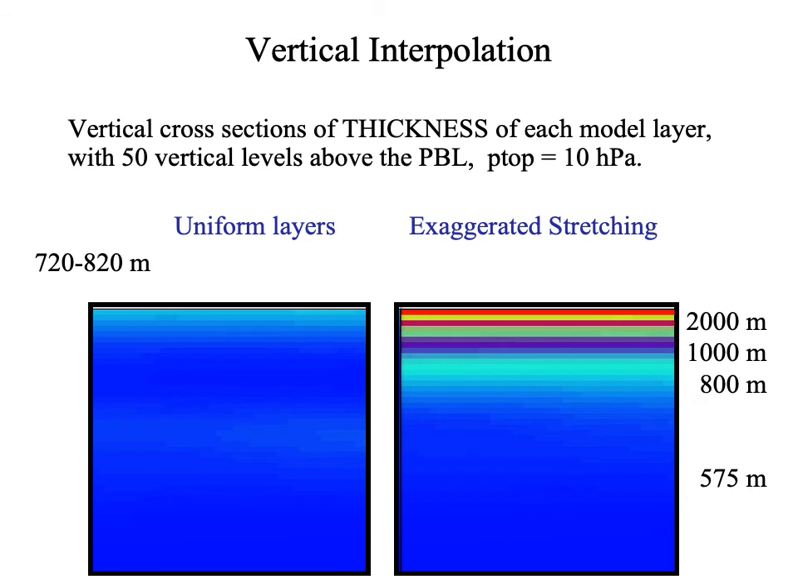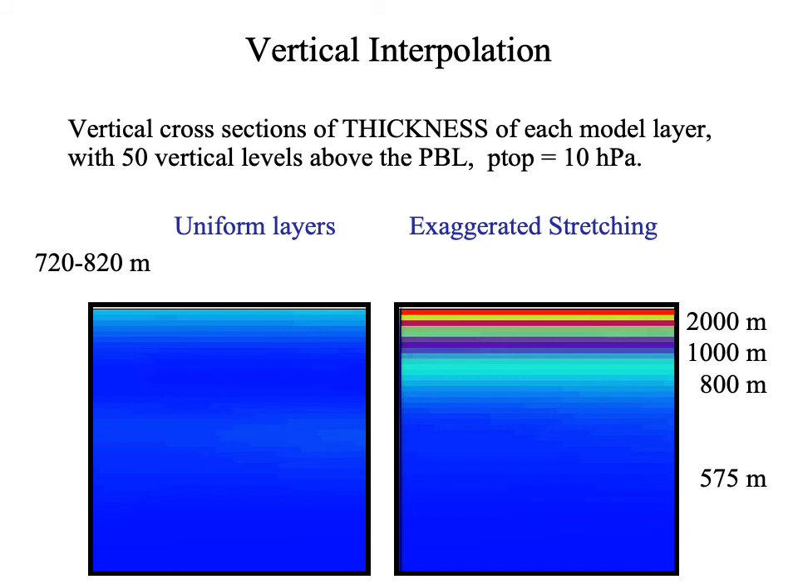On the right-hand side are levels that were linearly chosen by a user. And what you tend to see is a set of levels that are finer in the mid-troposphere, and then they get an exaggerated stretch as you move from the tropopause up into the stratosphere.